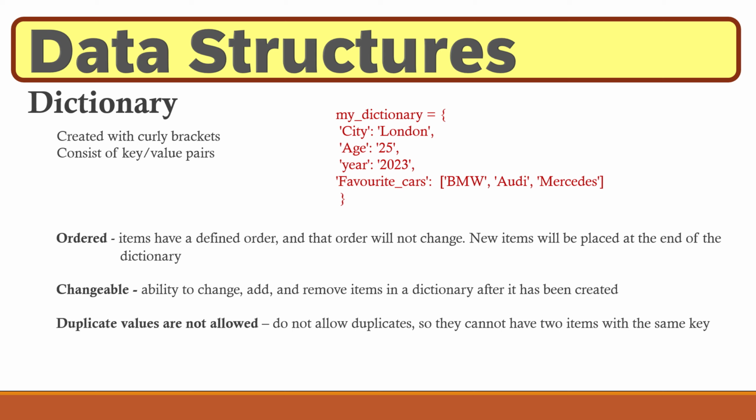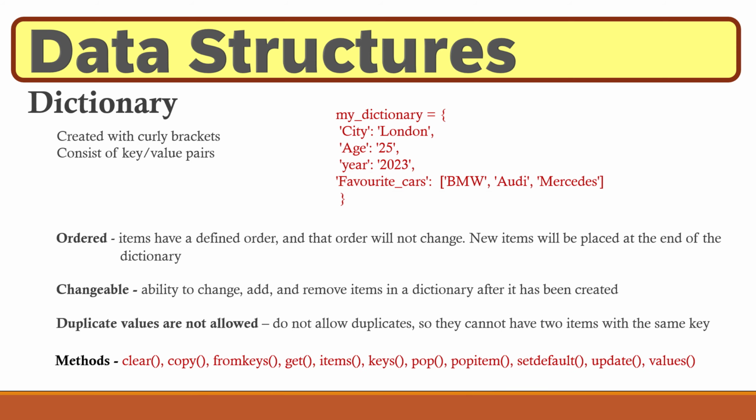And as a side note, the values in a dictionary item can be of any type, and you can even include a list itself. So if we look at the example in red, we can see favourite cars, that's a list. And the list called favourite_cars consists of 3 items or elements, which are BMW, Audi and Mercedes.